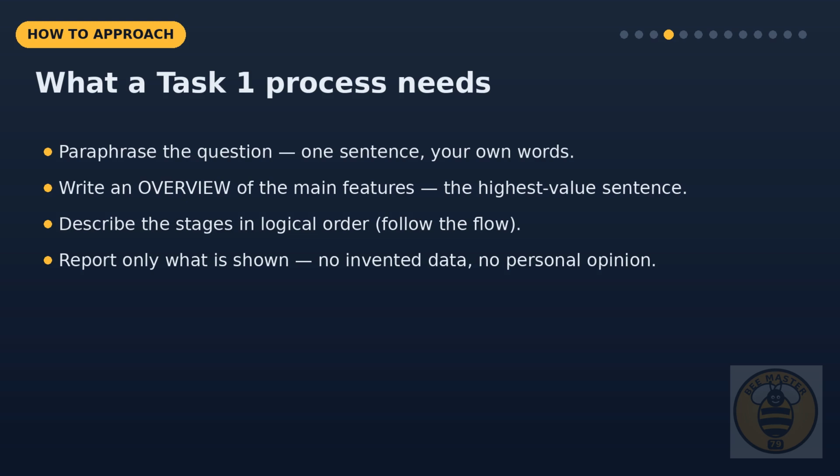Before writing, remember what a Task 1 process needs. Paraphrase the question in your introduction. Then give an overview of the main features, and this is the single most important sentence for your score. After that, describe the stages in order. Do not add data that is not shown, and do not give your opinion.